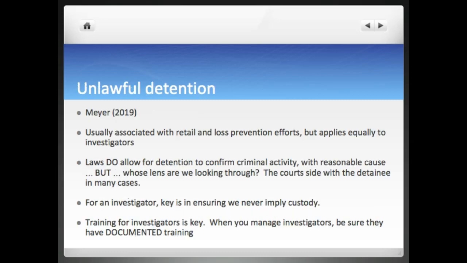And finally, I'd like to talk about unlawful detention. The Meyer article on unlawful detention really talked more about security guards detaining people, but an investigator can do it just as easily. It's really associated with loss prevention. I mean, realistically. And you have a shoplifter and a store loss prevention officer and store management have the right to detain a person to confirm criminal activity. They can say, I need you to step over here into a back room.